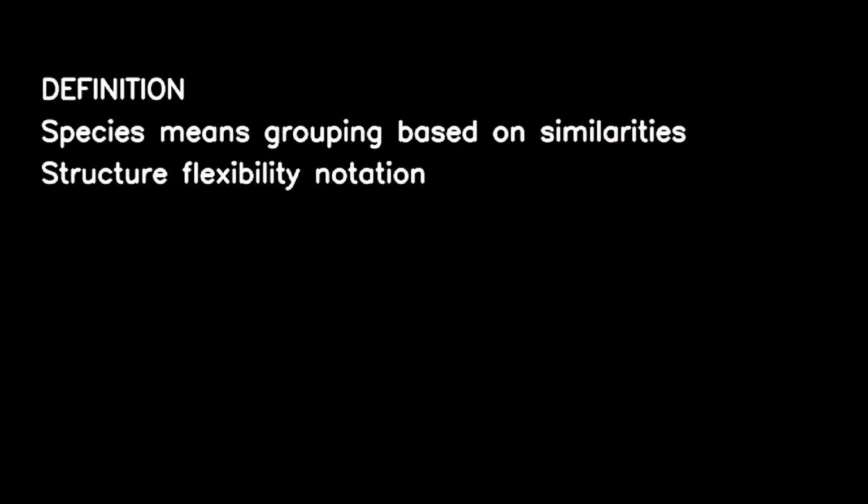Let us understand the meaning of the term species. Species means a group of things that share common characteristics. So, in library classification, species of classification means grouping classification systems based on their common features such as structure, flexibility, and method of organizing subjects. In simple words, it tells us what type of classification system we are using.